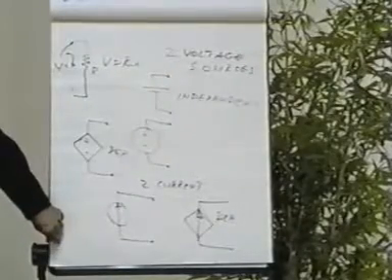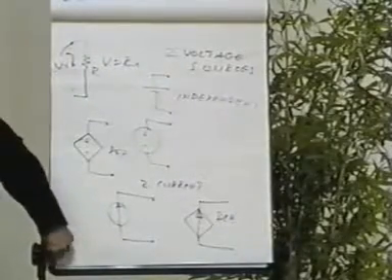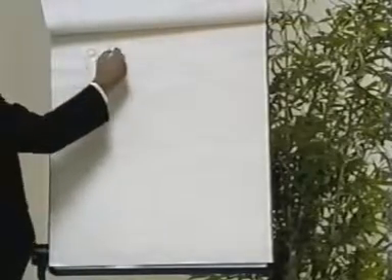Let's get back to resistance for just a moment. The resistance of a piece of wire depends upon a parameter, rho, which is its resistivity. And the resistivity is a function of temperature.